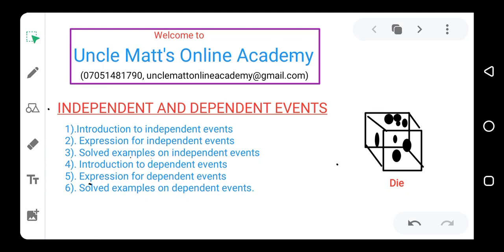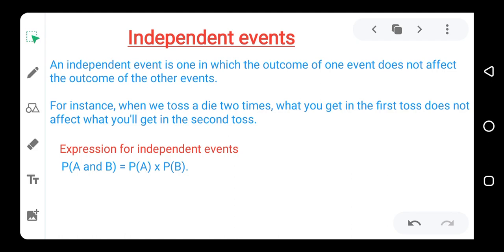In this lesson, we want to study independent and dependent events. This is a continuation of our discussion on probability. We have introduced the concept of independent and dependent events in our previous lessons, and we said that an independent event is an event in which the outcome of one of the events does not affect the outcome of the other events.